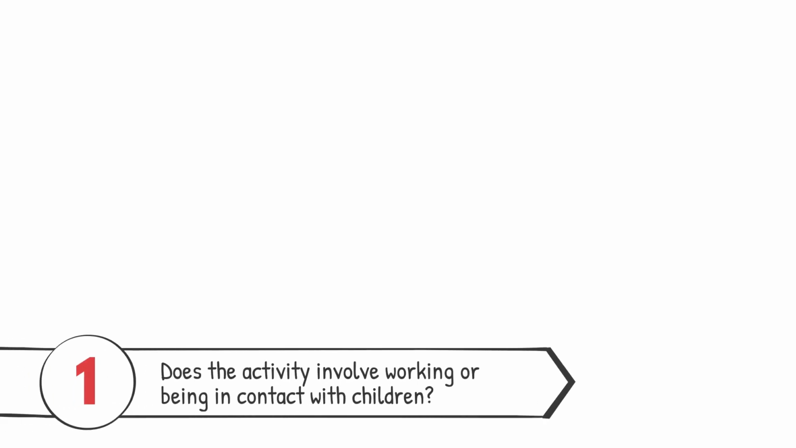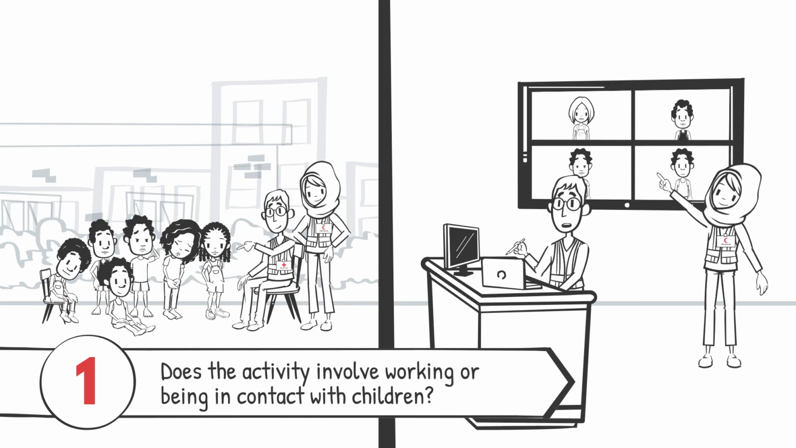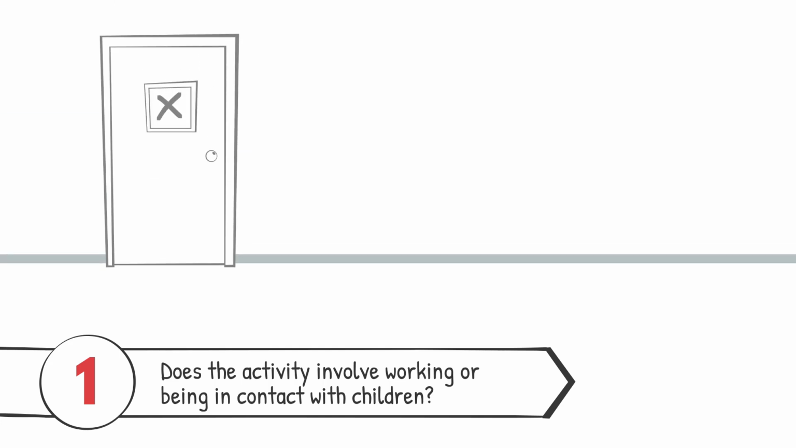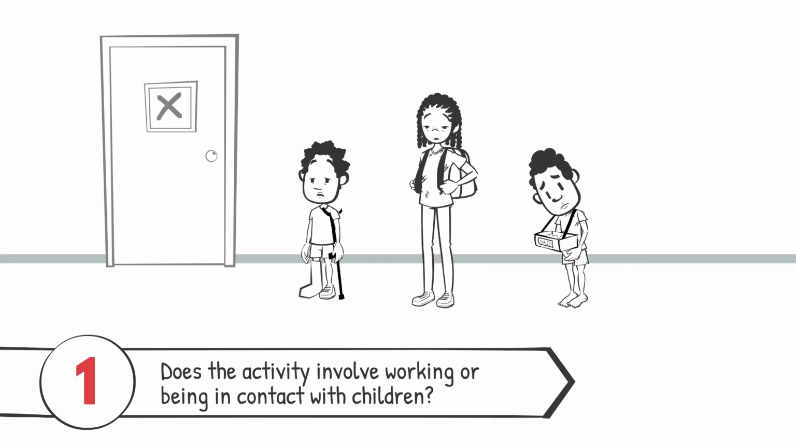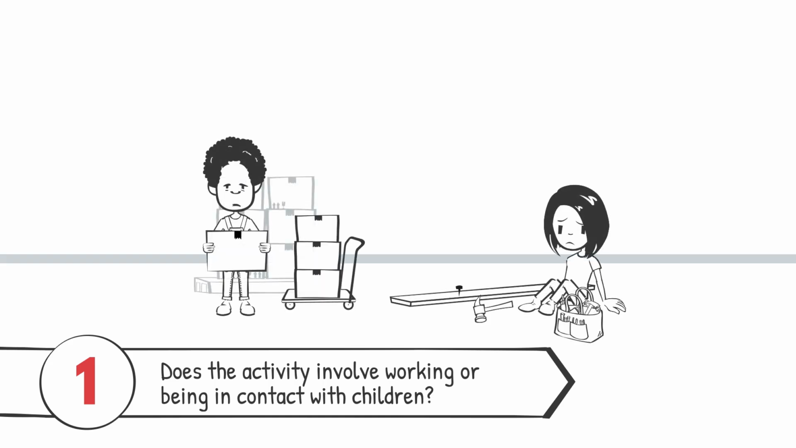Step 1 asks, does the activity involve working or being in contact with children? For example, does the National Society have direct or online contact with children? Are there interactions with children often marginalized, like those with disabilities, or who are unaccompanied, or working on the streets? Do interactions involve physical contact? Could services contribute to child labor?